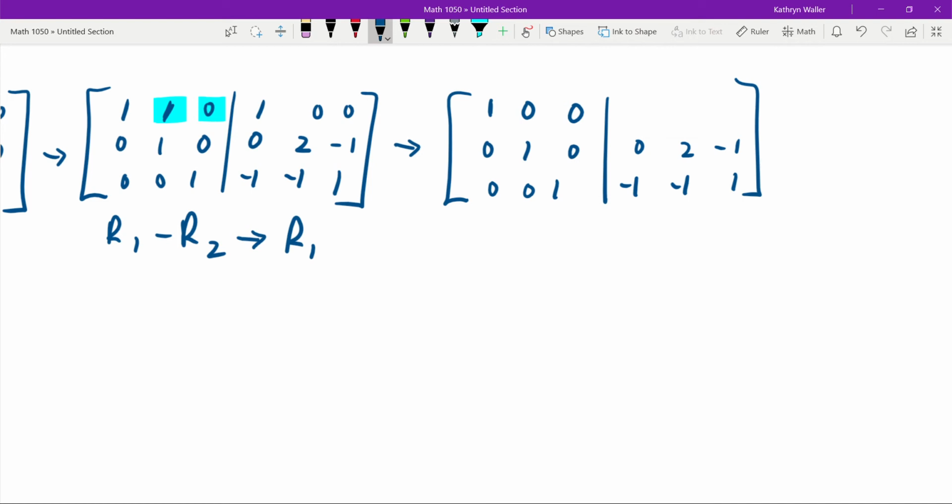Okay, sorry about that. So 1 minus 2. 1 minus 0 is a 1. 0 minus 2 is a negative 2. 0 minus a negative 1, that's 0 plus 1. Okay, now here's how you're going to write this up.